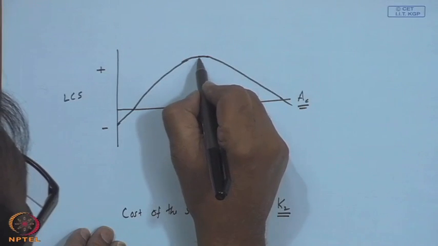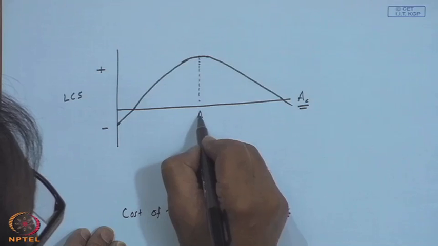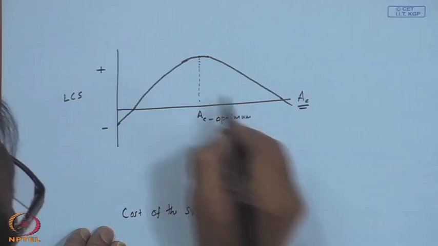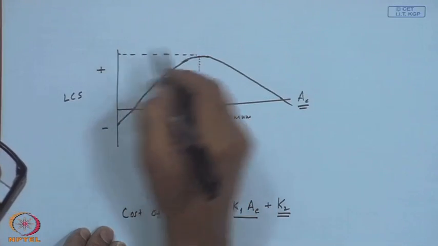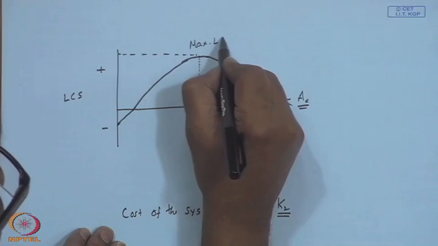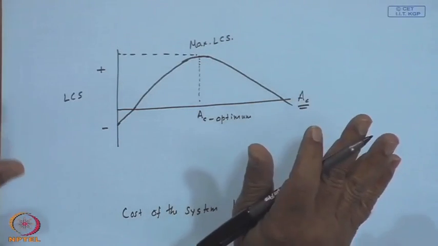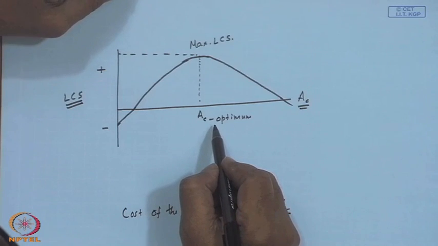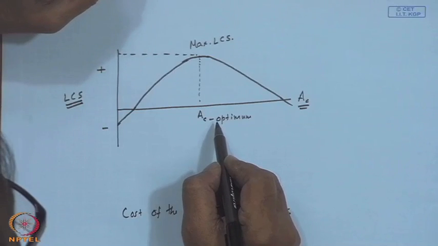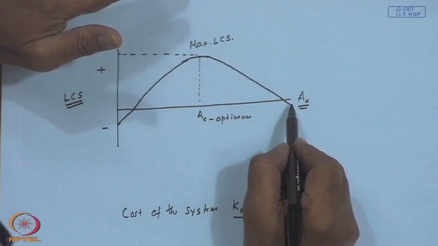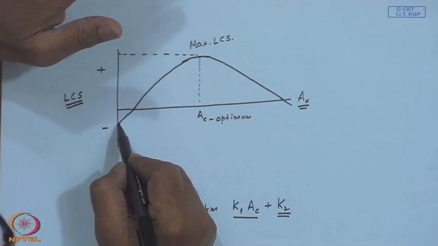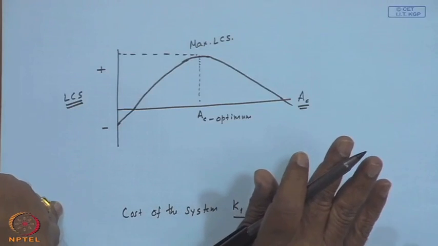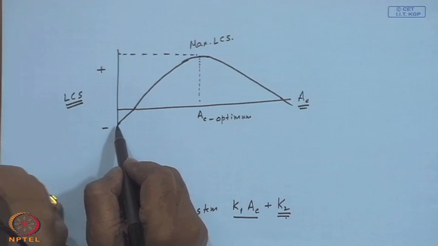Now, this is a point I can call optimum, because this is where I get maximum life cycle savings. Whatever may be, we are finding out the life cycle savings, because as area increases, my life cycle savings do not linearly increase. There will be a maximum and there will be a minimum. This negative part is a mathematical way of saying, as AC tends to 0, this area independent cost still costs the owner something. So, his life cycle savings is negative.